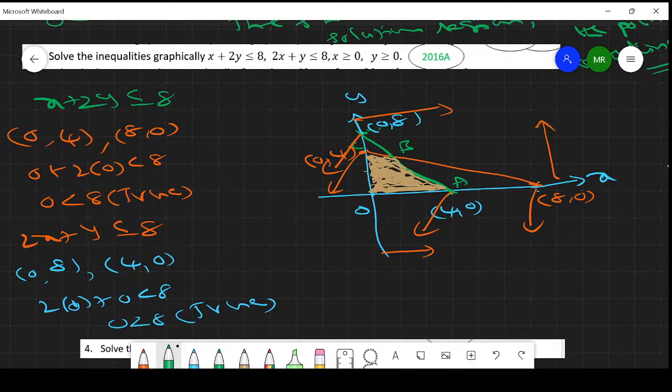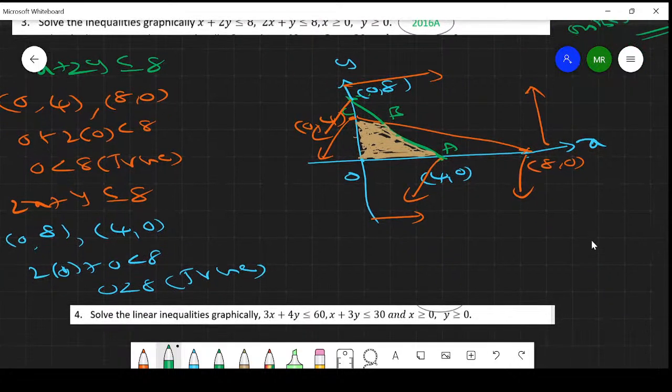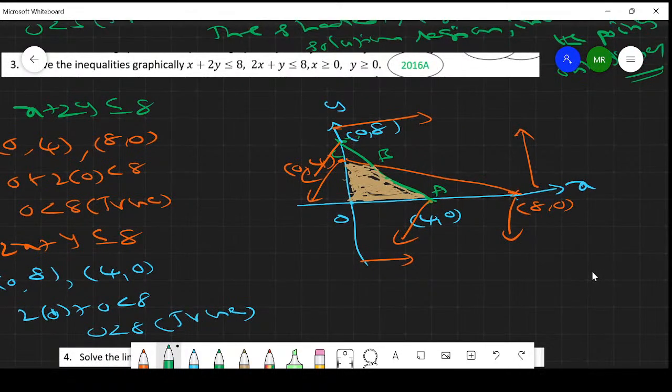Don't forget to write what scale you are considering, or as per your graph sheet you can write. Here on both the axes I have taken 1 centimeter equal to 1 unit. Scale is important. You clearly should write what scale you have taken on the x-axis and y-axis. That is important.